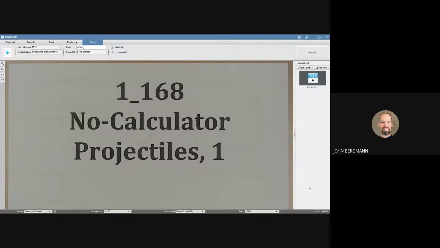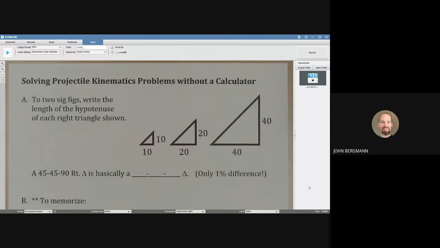Let's do a couple of videos on no calculator projectiles, doing projectile motion problems essentially in our head. So let's start with a couple of things about triangles. To two significant figures, write the length of the hypotenuse of each right triangle shown.